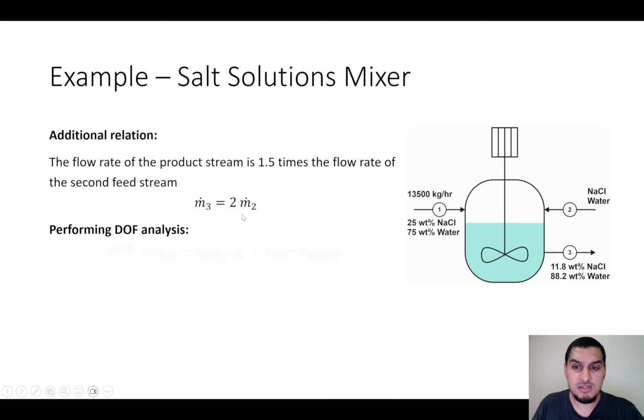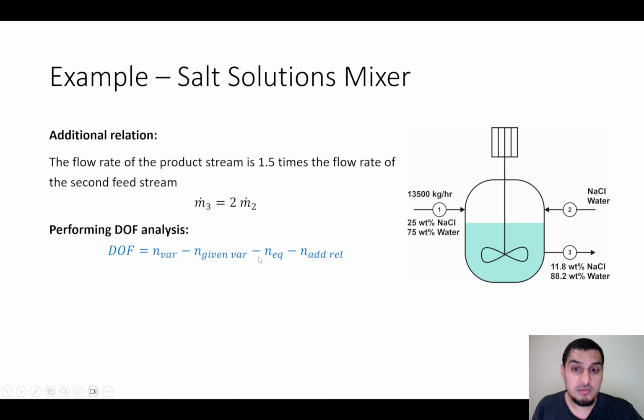So when we do the degrees of freedom analysis, now we can fill in the blanks. So we have number of variables minus number of given variables minus number of equations minus number of additional relations. For the number of variables, we said that the number of variables is the sum of all the variables in all the streams, and that for each stream the number of independent variables is equal to the number of components. So here I have two components. Here we have 2, here we have 2, so it's going to be 6.